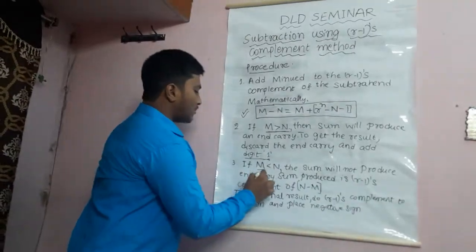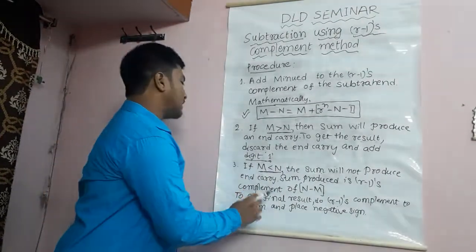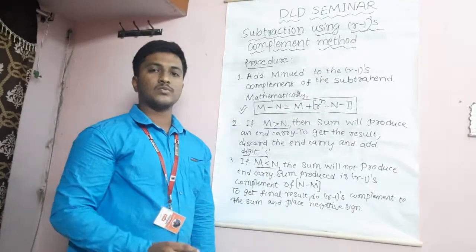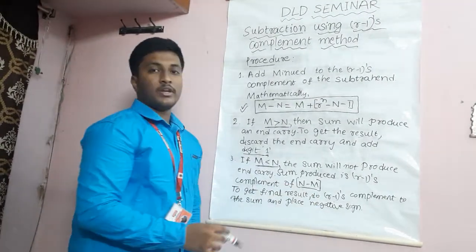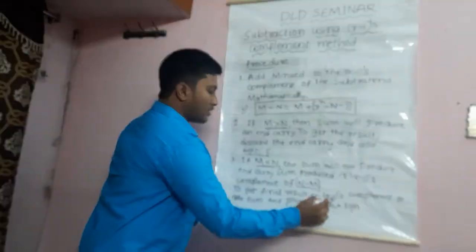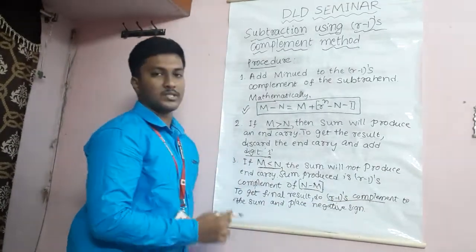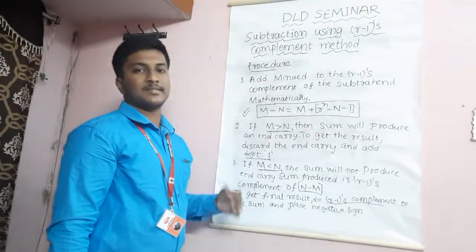Third step, if capital M is less than capital N, the sum will not produce an end carry. And the sum produced is equal to the r-1's complement of capital N minus capital M. But we need the final result. To get the final result, we should again do r-1's complement to the sum and place a negative sign. So this is a 3-step procedure. Now I am going to explain problems.